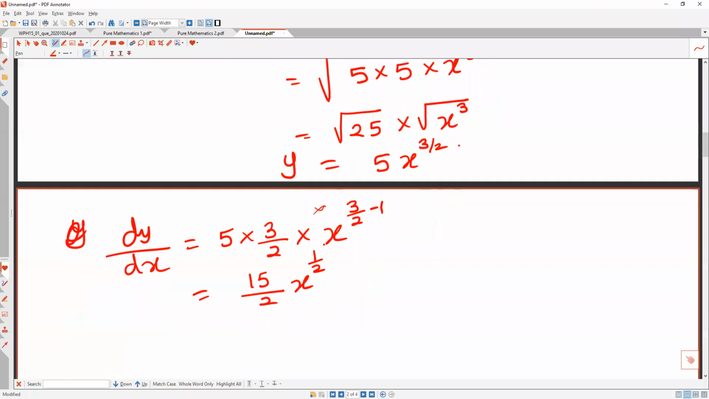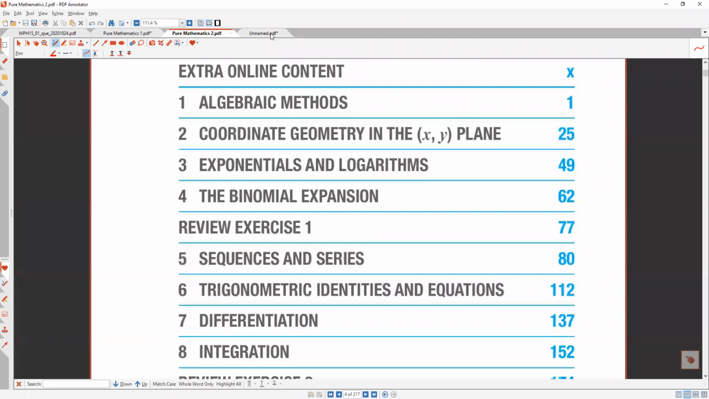I will check the papers of binomial expansion 8 to 10. Then after that, if I have time, I will continue doing differentiation.